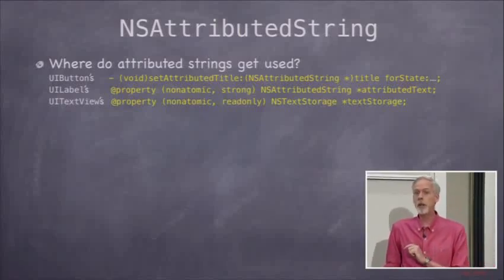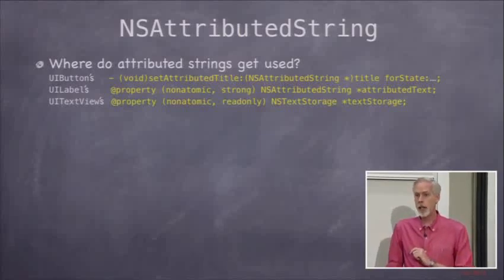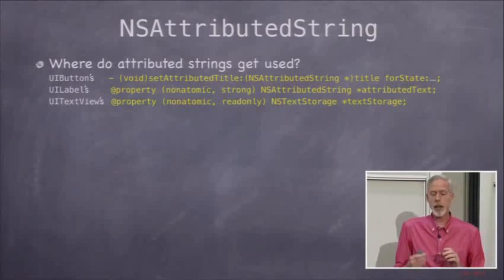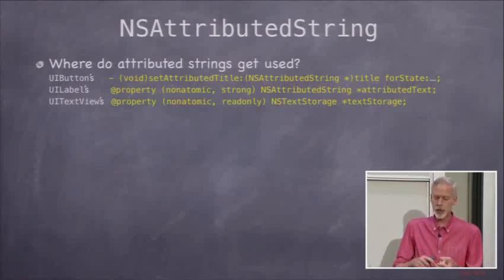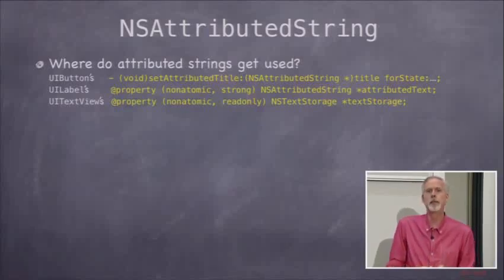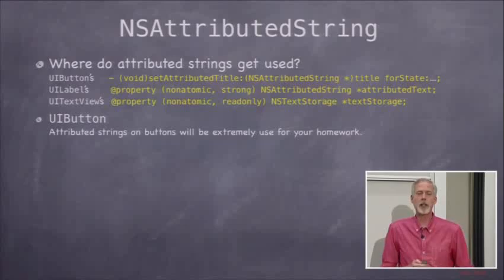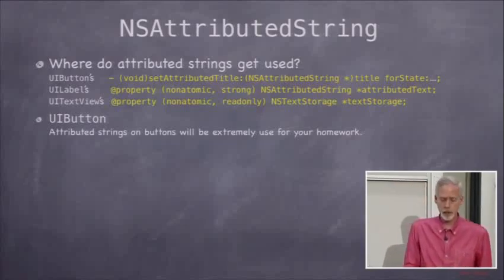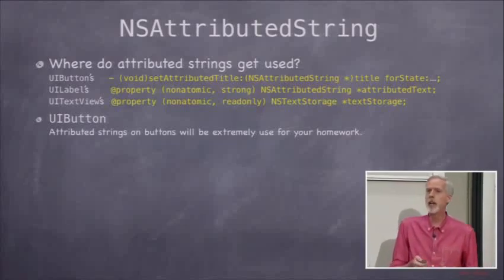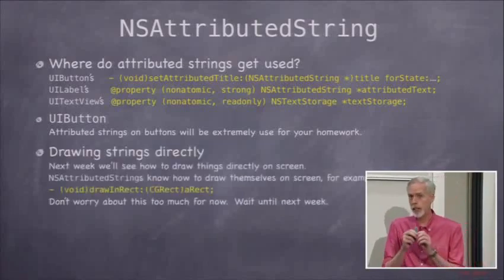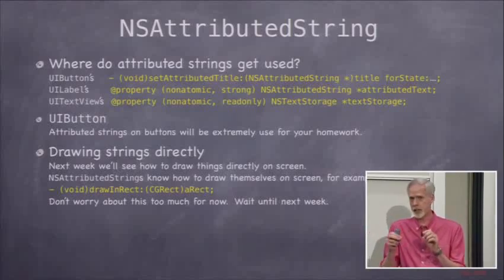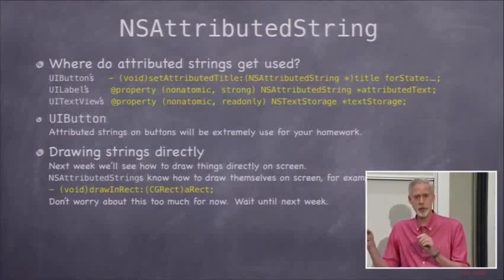We can create a UILabel that has an attributed string, and a very important class, which I'm probably going to talk about next time, which is UITextView. UITextView is like a UILabel, but it's editable, selectable, scrollable, etc. Okay? So let's talk about button. Actually, I'm not going to talk about button except to say it's important for your homework. It just has a method, set attributed title.